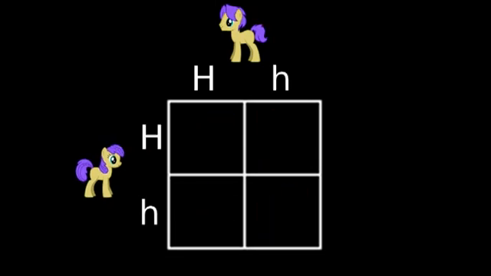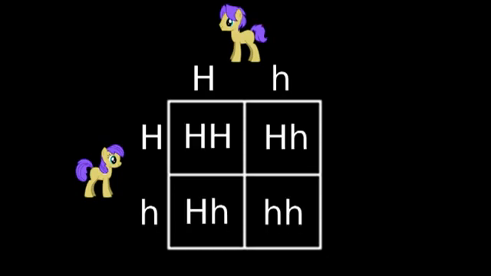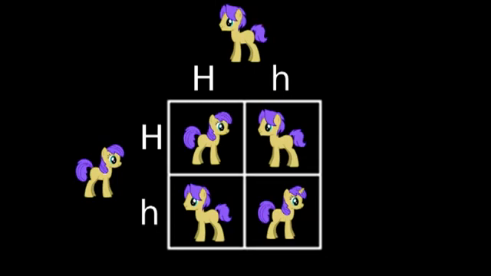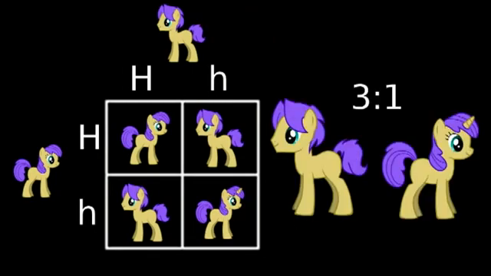Now let's do it again, but this time taking the ponies from our F1 generation, since they're all heterozygous. This should give us a square like this, producing a 3-to-1 ratio of earth ponies to unicorn ponies in the F2 generation. See, an earth pony can be a carrier of sorts for the traits for wings and horns.